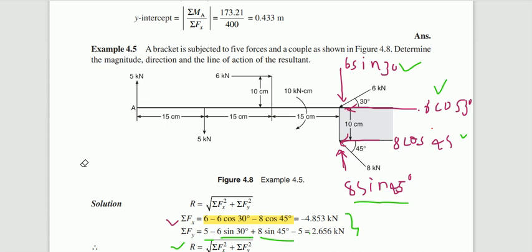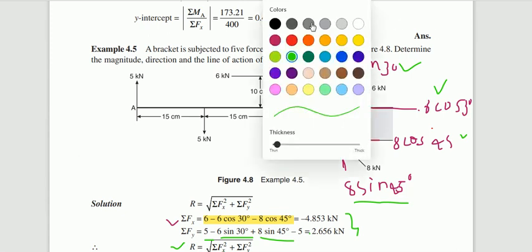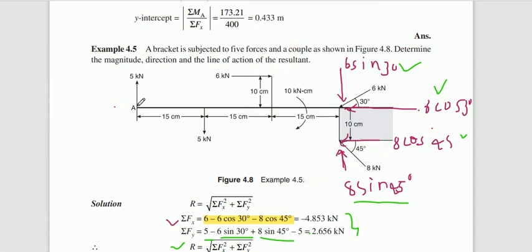Moment due to how many forces? 2 forces, ma'am. Correct. You can observe that moment due to how many forces means, so this force will also become 0 because point A is here.